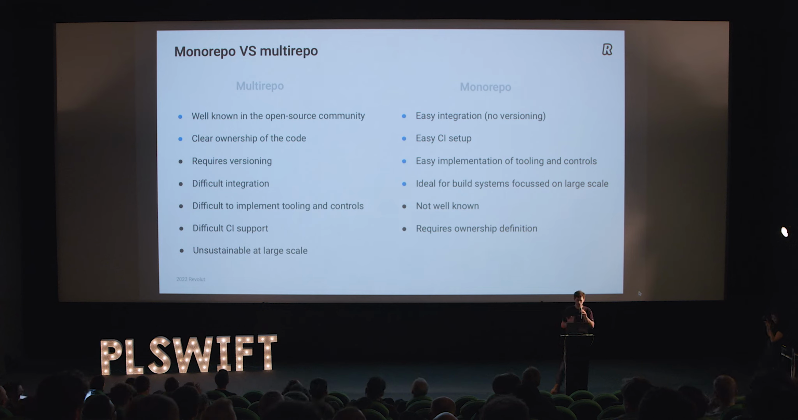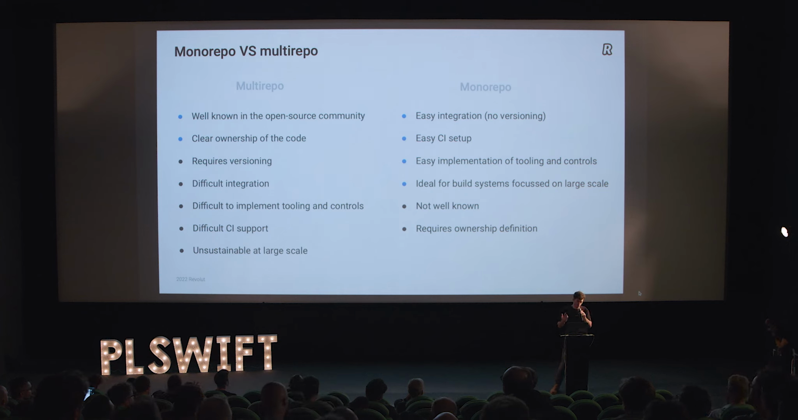And it's also clear ownership, right? You have different repositories. It's very clear who is owning this repository, as you see in open source. But this is not really a great solution for a company that is trying to move fast because it requires versioning. Of course, when you have multiple repositories, you have to version your libraries and use them. It has difficult integration because now you have all this code spread around different repositories, but for building an app, you have to bring it all together.